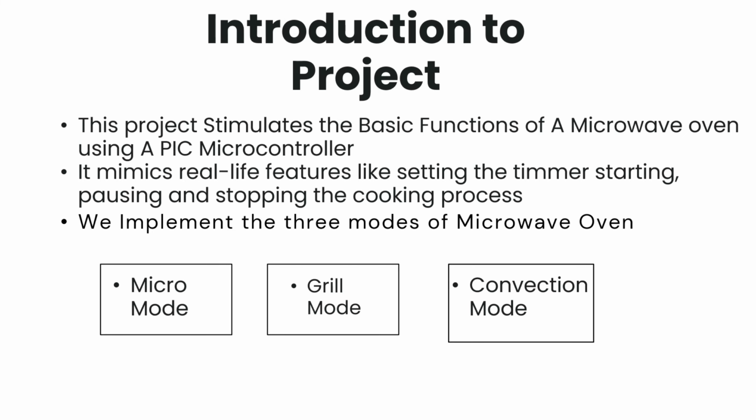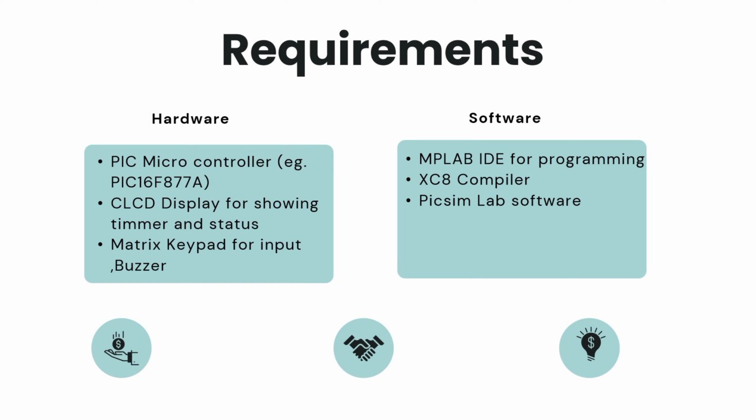Let us now discuss the hardware requirements and the software requirements. So, in hardware requirements, we use PIC16F877A microcontroller as the core controller, CLCD display to show time, mode, and status, then matrix keypad for user input, buzzer for alert after cooking completion. All these components together form the complete embedded system controller.